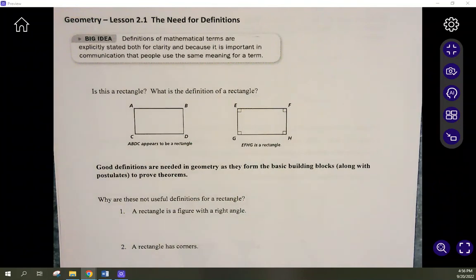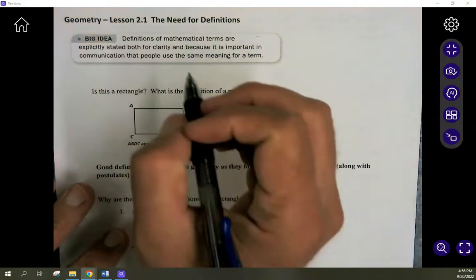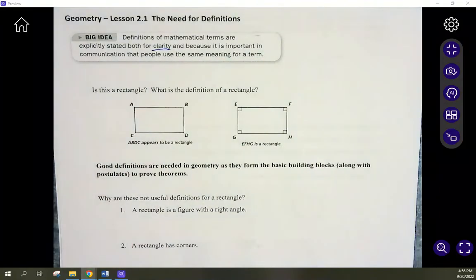This is Geometry Lesson 2.1, the need for definitions. The big idea says that definitions of mathematical terms are explicitly stated both for clarity and because it's important in communication that people use the same meaning for a term. So we're going to be talking about definitions, what makes a good definition, what makes a poor definition, and why are they important. So as I look at these shapes, the first question says, is this a rectangle?